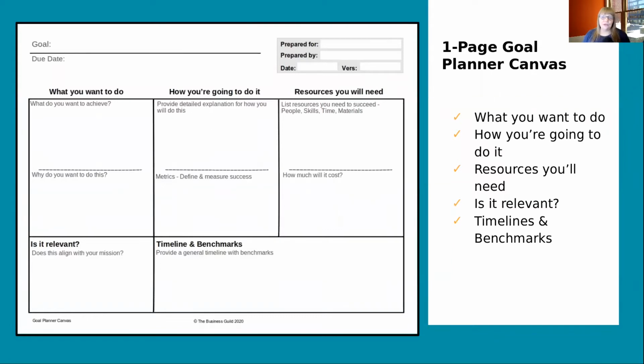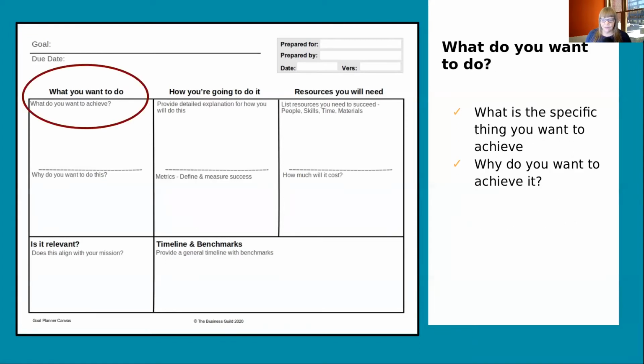And since I know how much most people hate the idea of goals, I put together a handy dandy one-page goal planner canvas to walk you through the key components to create a solid business goal. And as I mentioned at the opening, the planner is broken into a few basic sections that follow a SMART goal format. What you want to do, how you're going to do it, resources you're going to need, relevance, and timeliness. And in this first section, you're going to identify the specific thing that you want to achieve and why you want to achieve it.